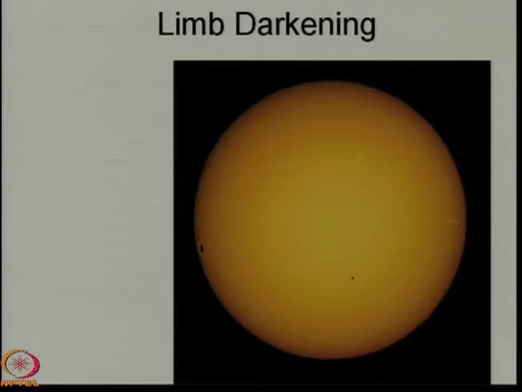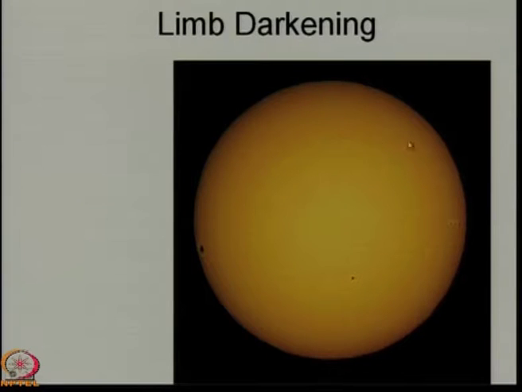And this evidence is limb darkening. So, this shows you an optical picture of the sun, and if you look at this picture, I am sure you can make out that it appears brighter in the center and it appears to get darker as you go away from the center towards the edges. And in astronomical parlance, the edges are referred to as limbs, and the phenomenon shown here is referred to as limb darkening.